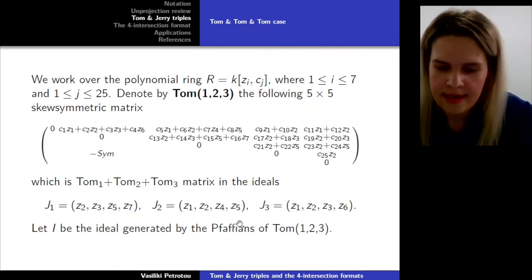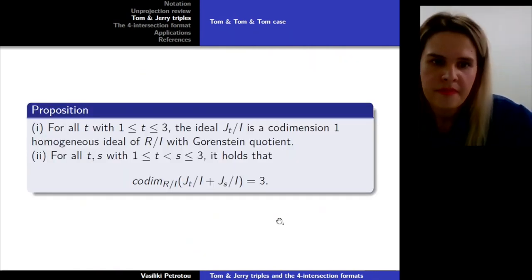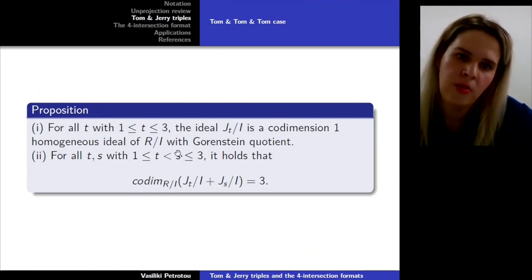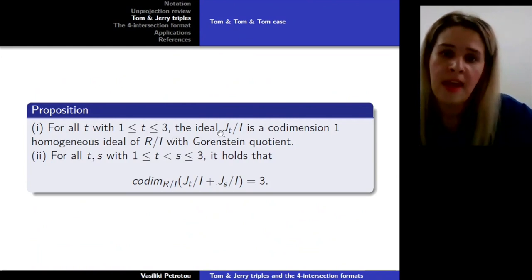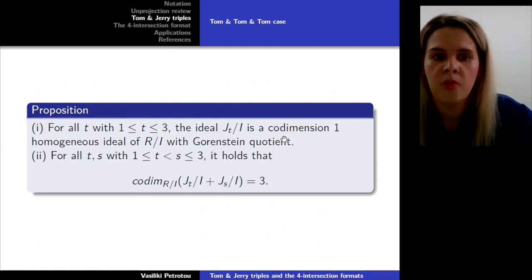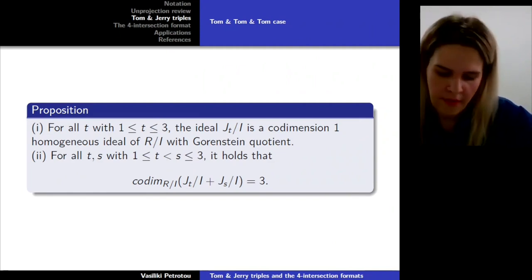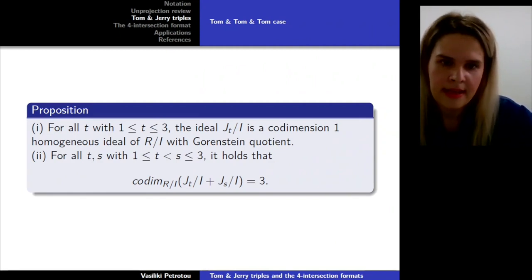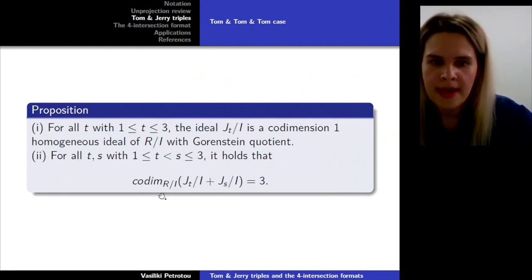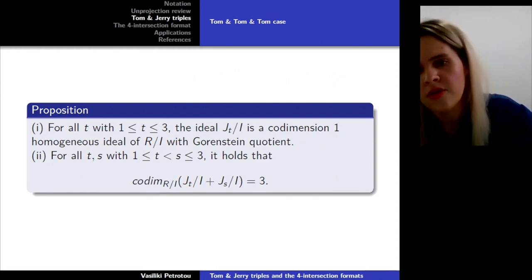We have this initial data, and we prove that for all T between 1 and 3, these ideals are codimension 1, homogeneous ideals, and the quotient is Gorenstein. Moreover, for T and S distinct between these bounds, it holds that the codimension of the sum of ideals is equal to 3. These are the first conditions that are set for parallel Kustin-Miller projection.